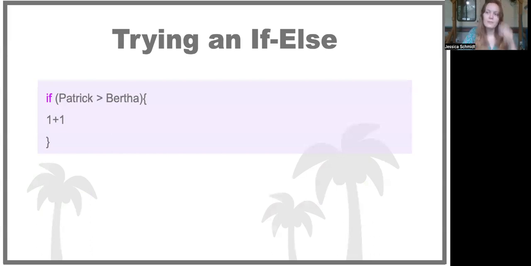Okay, so what if we flip it? What if we run the opposite? If Patrick is bigger than Bertha, calculate 1 + 1. What happens? Give this a try. So you should be finding that nothing is happening. The condition for the if statement was not met, so the code block was not executed at all. So that's what happens if an if condition is not met. Just nothing happens. So anything in the code block is only used if the condition, in this case, Patrick greater than Bertha, is met.